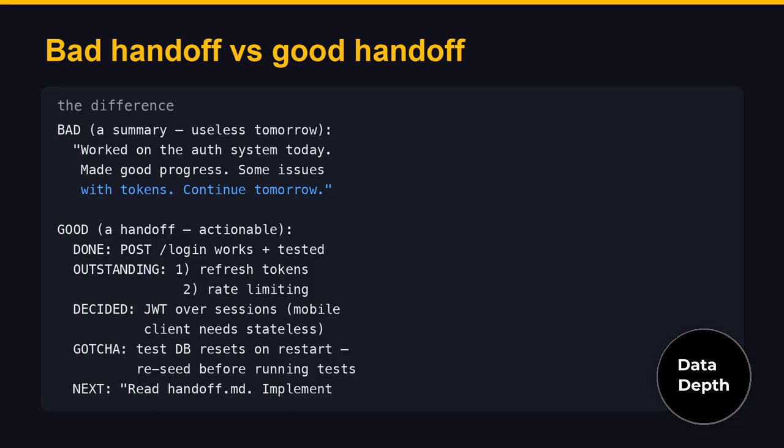Look at the difference side by side, because this is the whole video in one slide. The bad one is what most people write. "Worked on off, made progress, some issues, continue tomorrow." Tomorrow that is worth nothing. You still have to go reread your own code to figure out where you were. The good one is specific. The endpoint that works. The 2 things left in priority order, the decision and the reason behind it, the trap that'll waste 20 minutes if you forget it, and a literal prompt to paste. The bad one describes. The good one instructs.